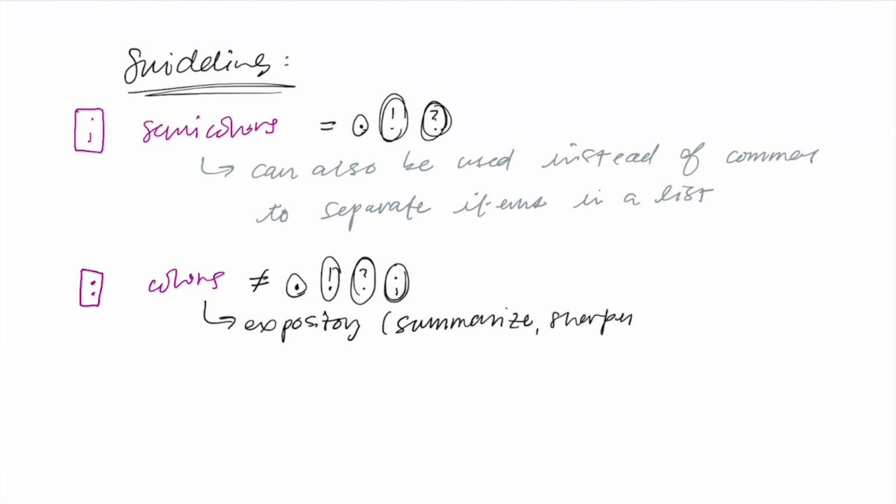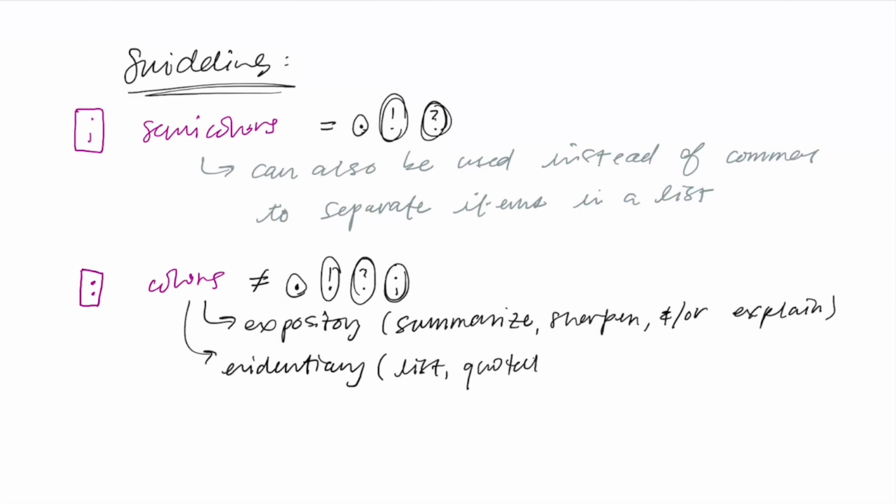The first is an expository function. Chunk B sometimes can summarize or sharpen or otherwise explain chunk A. And then the other function is an evidentiary mode. Colons can allow chunk B, which is like a list or a quotation or an example, to become evidence in support of chunk A, whatever's coming, in other words, just before the colon.